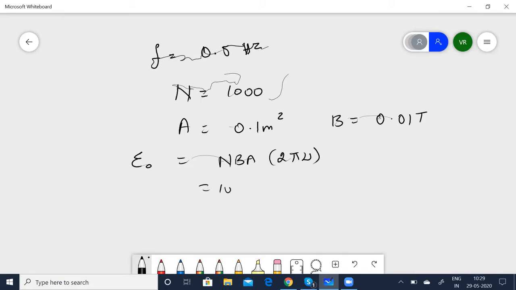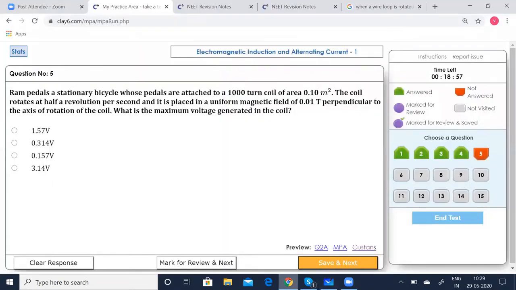Having known all the values, it's now direct substitution. 1000 into 0.01 into 0.1 into 2 into 3.14 into 0.5, which is equal to 3.14 volts. Let's see which option is correct. 3.14. So you have 0.314. So you'll have to be careful with the decimals, children. So 3.14 volts.